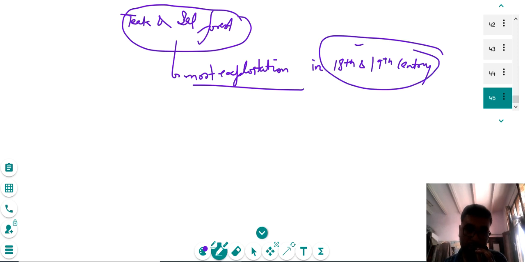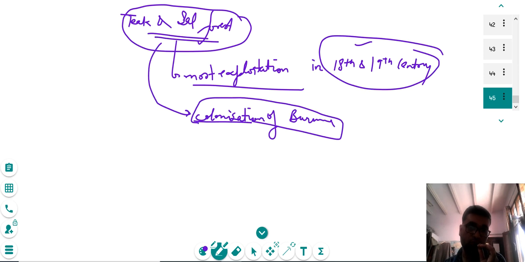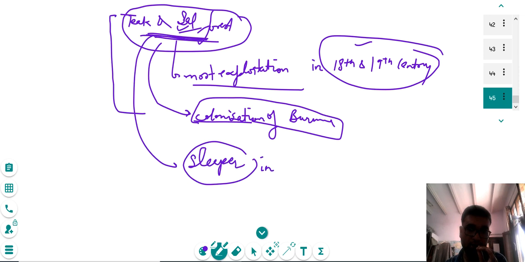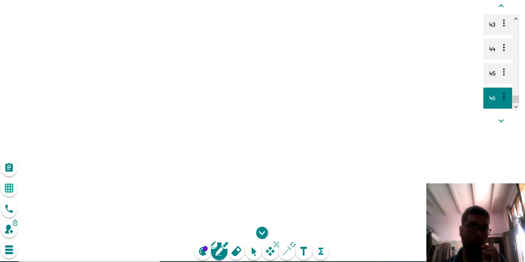And when the Britishers found that the sal and teak forests of India were getting exploited, they started a new expedition, and that was the colonization of Myanmar, Burma. Burma after that became their prime source for sal and teak. These forests provided the hardwood, and this hardwood was used as sleepers in the rail tracks. So this was the main difference between the developing and developed countries when it comes to deforestation.